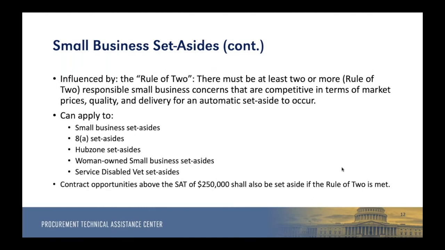And if they can get 2 or more companies in that set aside to respond to the sources sought and say, yes, we can do that work, that's when they'll put out the actual contract for bid only for that set aside. So this can, like I said, apply to small businesses and any of the socioeconomic categories for the contract opportunities that are above the $250,000.